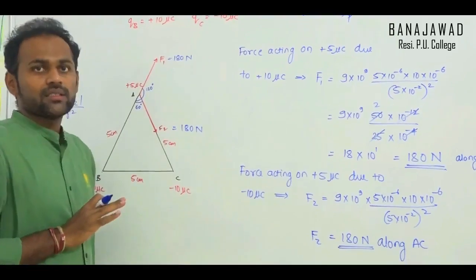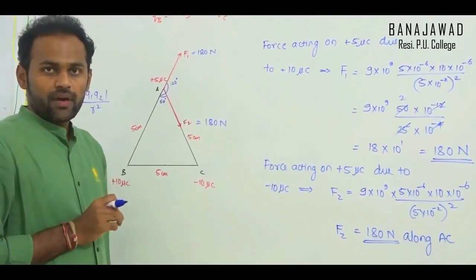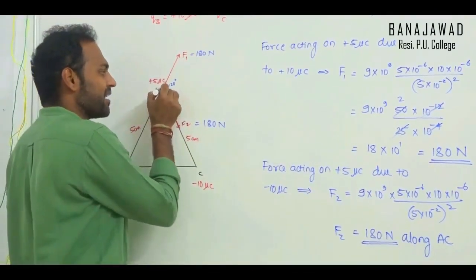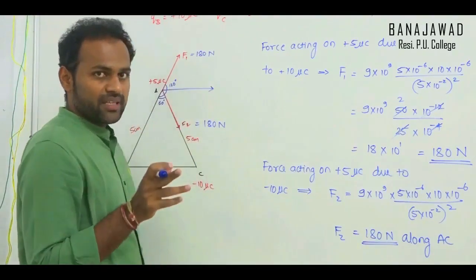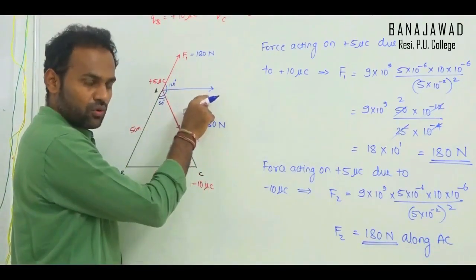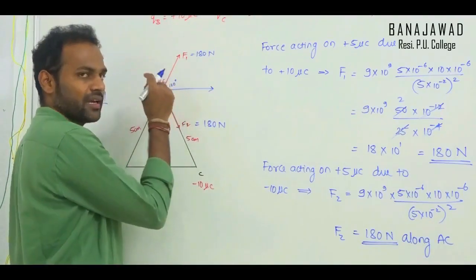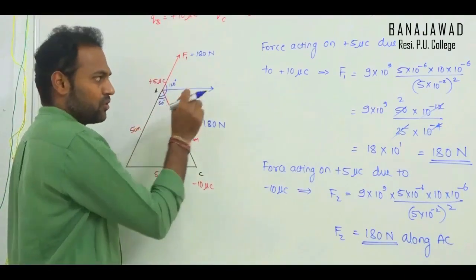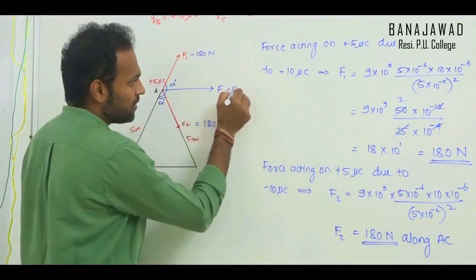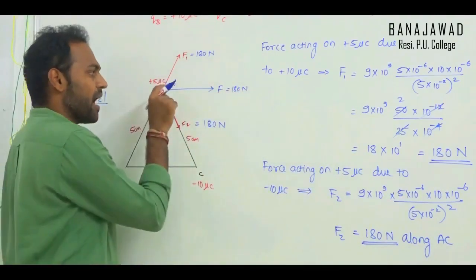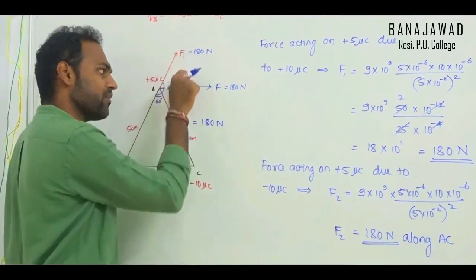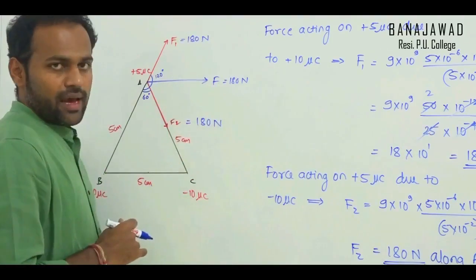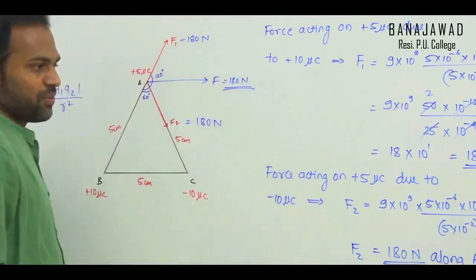If two vectors acting at a point with a certain angle between them are equal in magnitude, then the resultant vector will be exactly at the middle. That means the resultant vector divides the angle between the two vectors into two equal halves, so this 120 degrees is divided into 60 and 60. So the resultant force of 180 Newton will be acting at an angle of 60 degrees from F1 as well as 60 degrees from F2. This is the resultant force acting on the charge plus 5 microcoulomb.